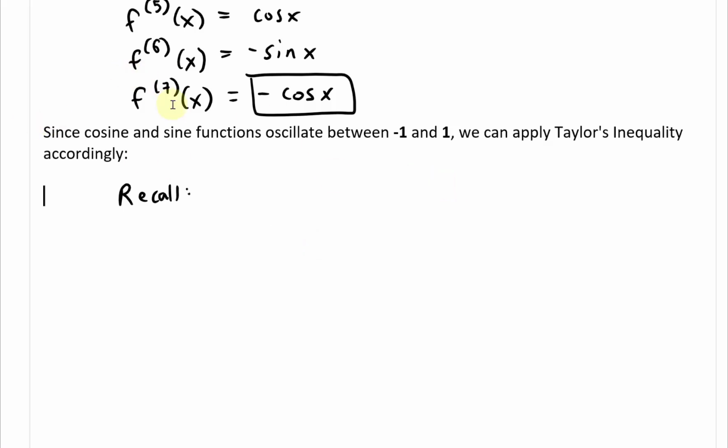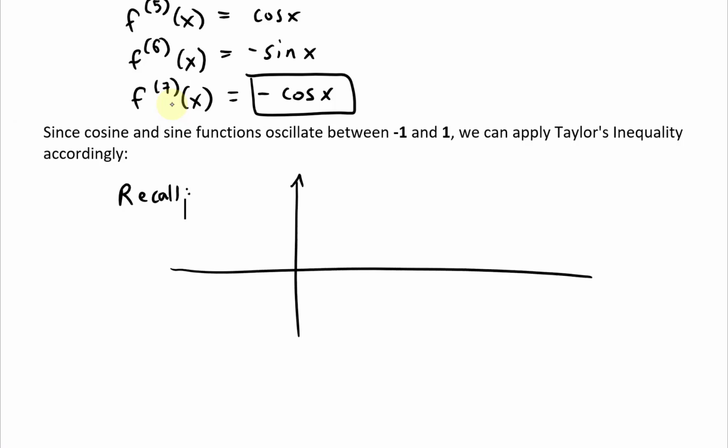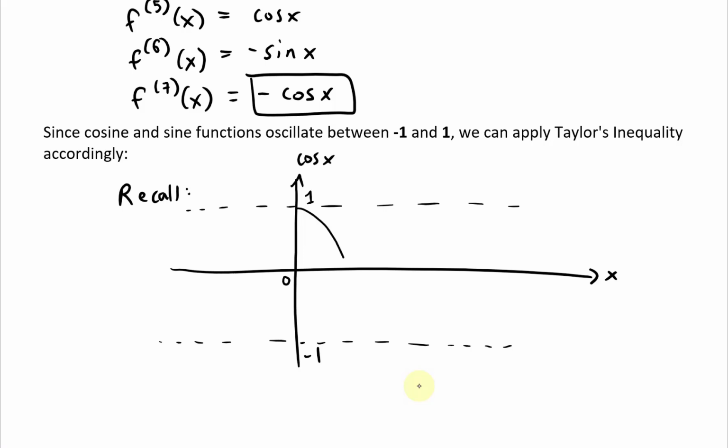So recall, if you just have a cosine like this, if this is x, this is cos of x, and if we have a line like this, dashed, this is equal to 1, and the bottom is going to be -1, like that. Cosine just looks something like this. It just goes like that, so it's always going to be within 1.